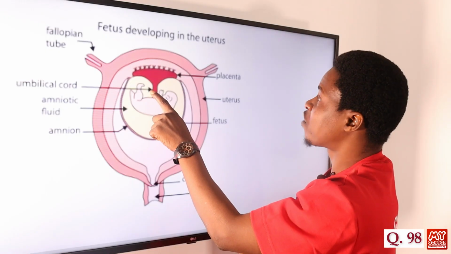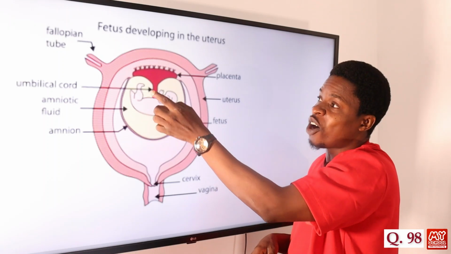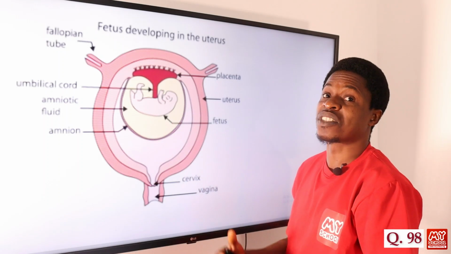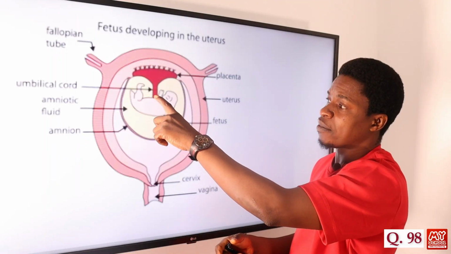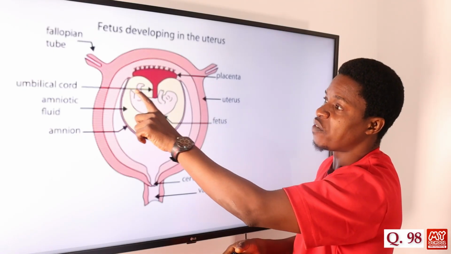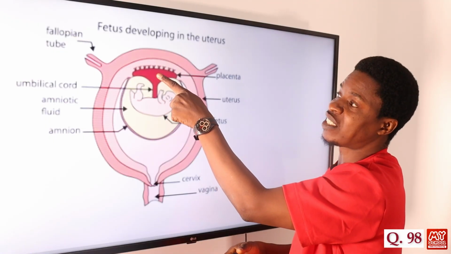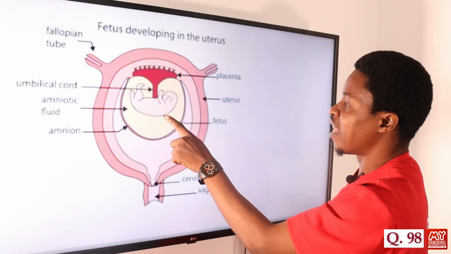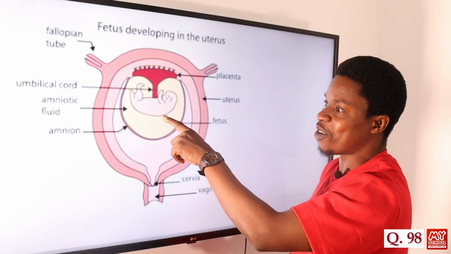The umbilical cord actually connects the placenta to the baby, because all the nutrients that the mother takes in, the food and the water, all those nutrients that are needed by the baby, come in through the placenta. So the umbilical cord connects the baby to the placenta. Then we have the uterus here at this point, and then we have the fetus, that's the baby that is growing in it.